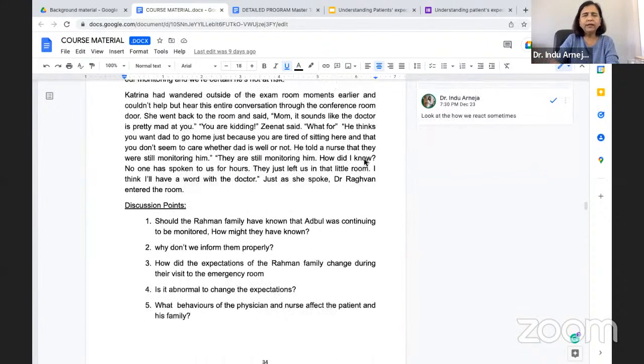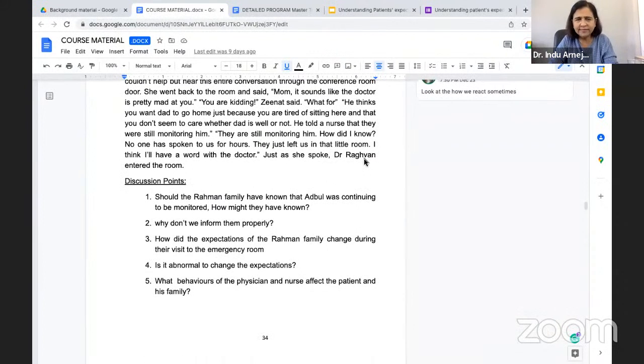So quickly moving on to the discussion points. By the way, should the Rahman family have known that Abdul was being continued to be monitored? Yes or no? Yes. Absolutely. But how would they have known? They have to be informed by the treating team, maybe by the staff nurse or the doctor himself.